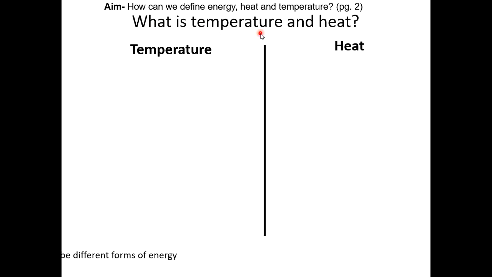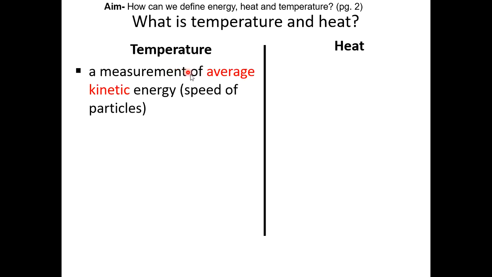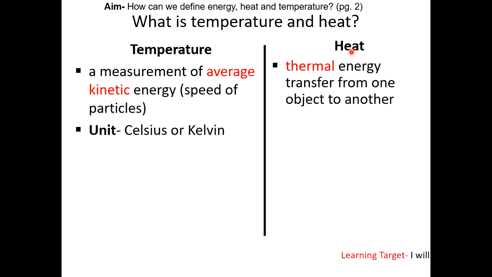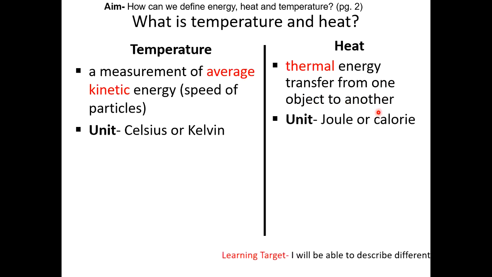What is temperature and heat? Take a moment to read the paragraph on page 3 of my packet. Temperature is the measure of the average kinetic energy, the speed of the particles. The units of temperature are Celsius or Kelvin. Heat, on the other hand, is the thermal energy transfer from one object to another. The unit of heat is joule or calorie.